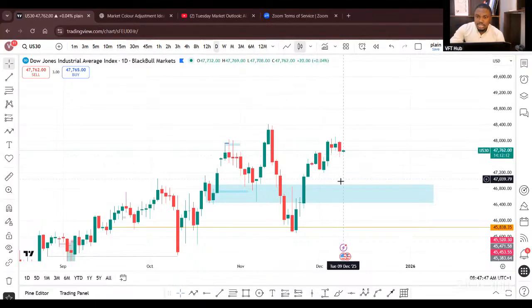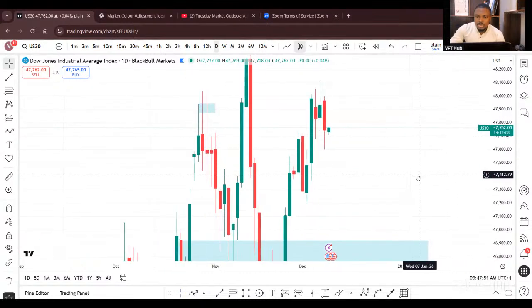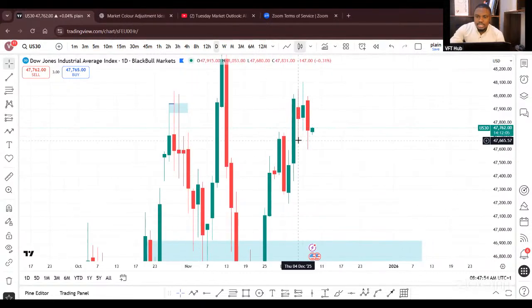Either we're going to see a sell to the downside or a buy to the upside. But this morning looks as though it's going to continue to buy, because price just tapped into this fair value gap on the daily time frame, and then closed above it, and then we see this next candle pushing to the upside.